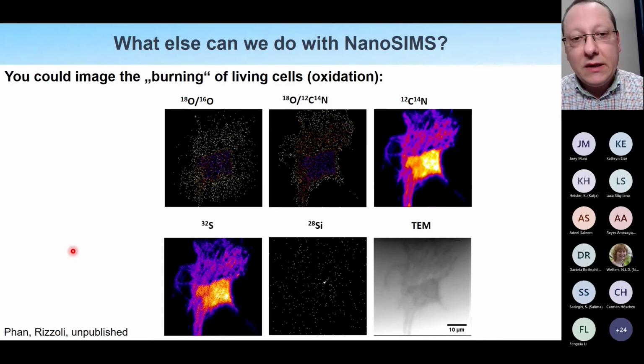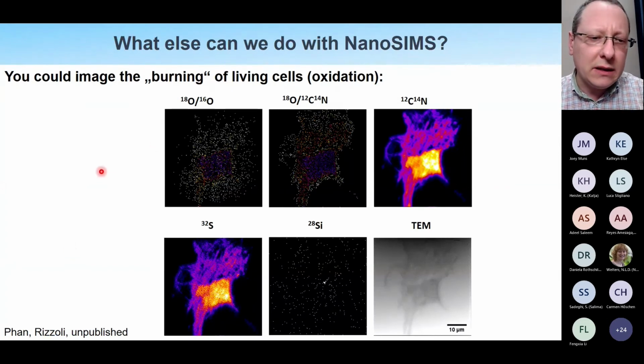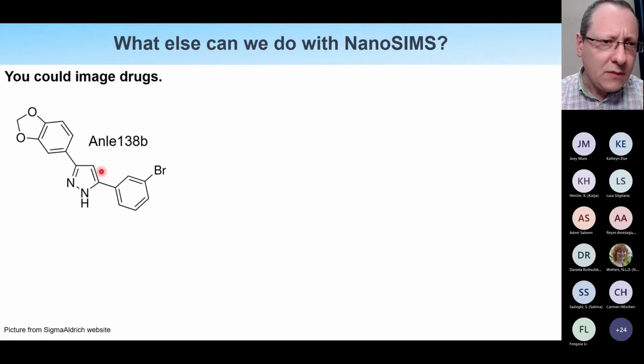One caveat to this, oxygen 18 costs about $1,000 per liter, and a mouse will breathe, as far as I remember, something like a liter per 15 minutes, maybe even shorter. A mouse will just completely use up 1 liter of oxygen. So that's a tough, expensive experiment. With cells, it's a bit easier to do, and then it's more efficient. Importantly, you could image drugs.